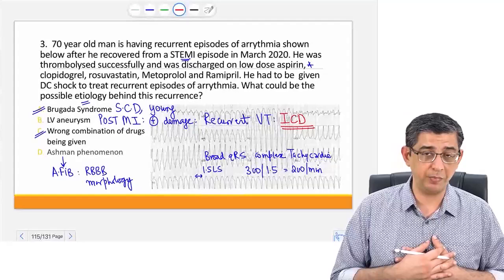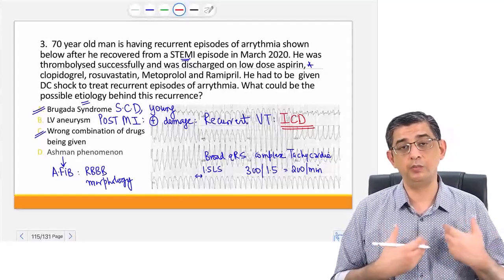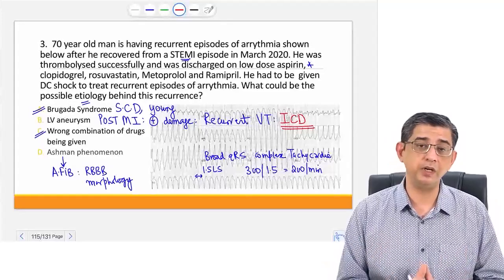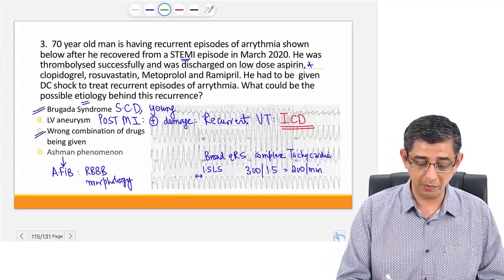I mean, you will feel some palpitations. The moment the arrhythmia starts, the computer will sense it and will terminate the arrhythmia directly. The answer to this question is option number beta.